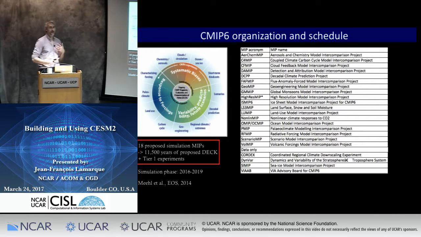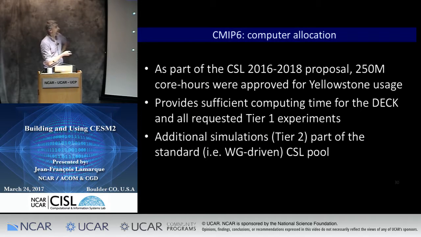And so the models now will be exercised in all those different fashions, which I think is wonderful because then dozens, hundreds of people are going to be looking at the model as it's being pushed in specific aspects, looking at specific questions. And one thing that we were able to get is 250 million core hours for Yellowstone usage before it's being turned off at the end of the year.